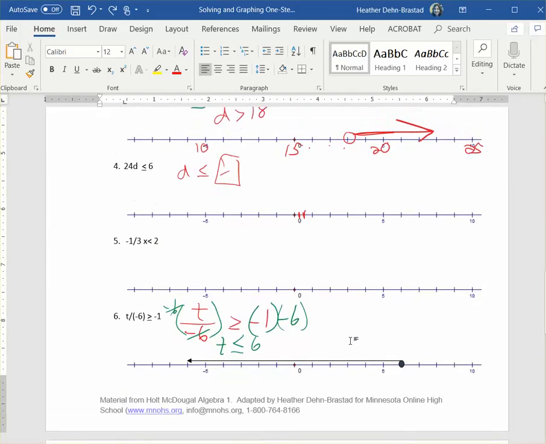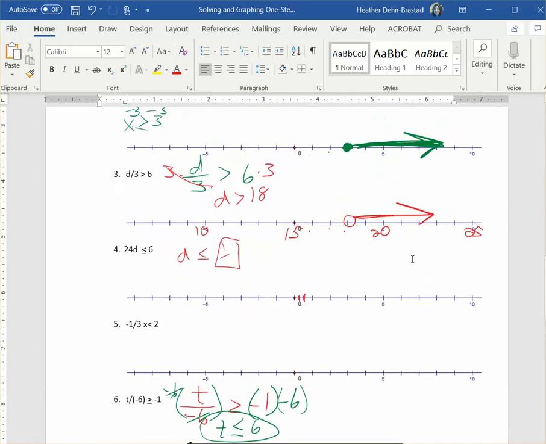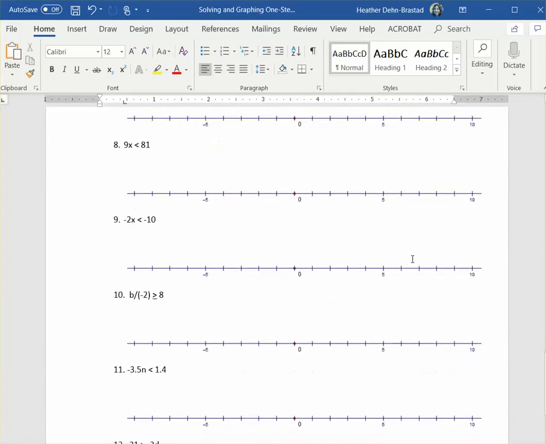Make sure when I'm checking your work, I need to see two things. I need to see the graph, and I need to see the solution, which for number 6 was the t is less than or equal to 6. You can also do these problems on your own paper, draw your own number lines, or you could print this and do it by hand, and then take a picture and attach it to the assignment.